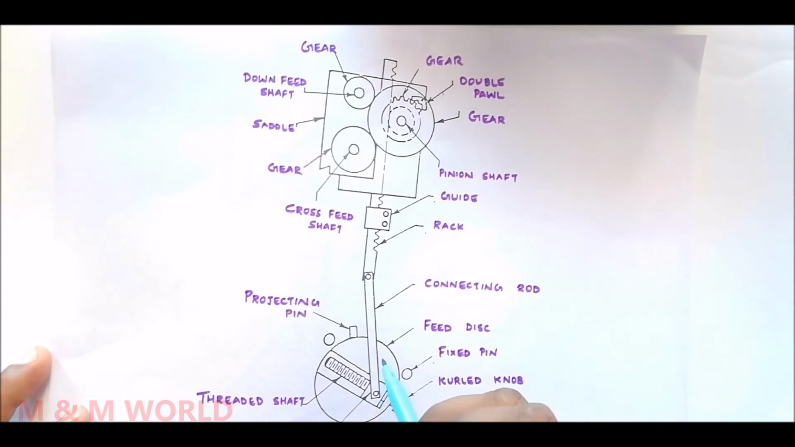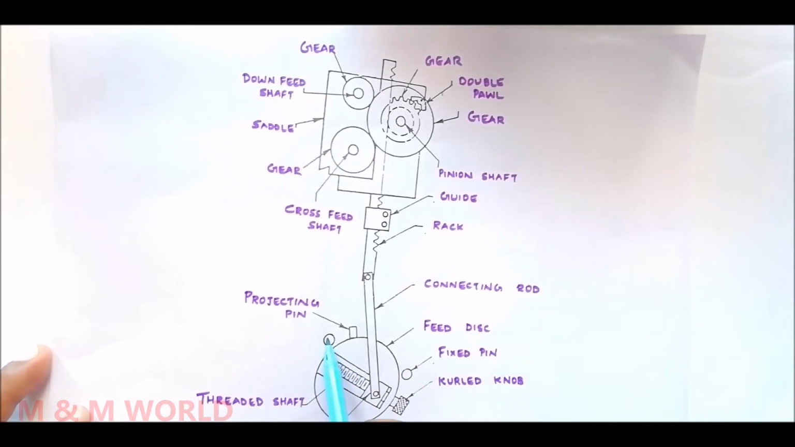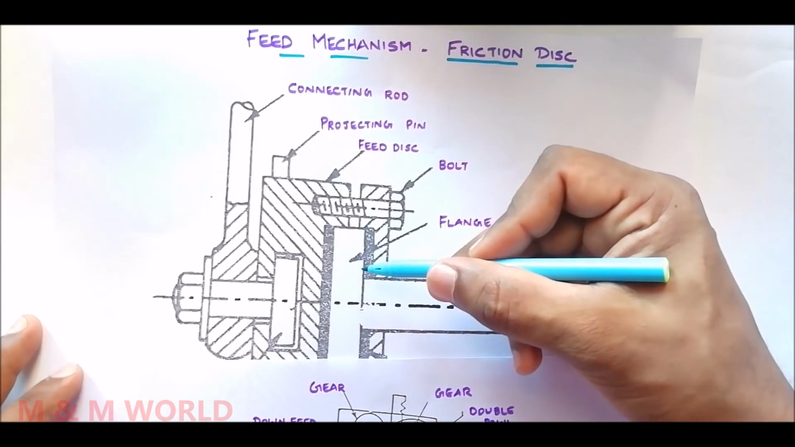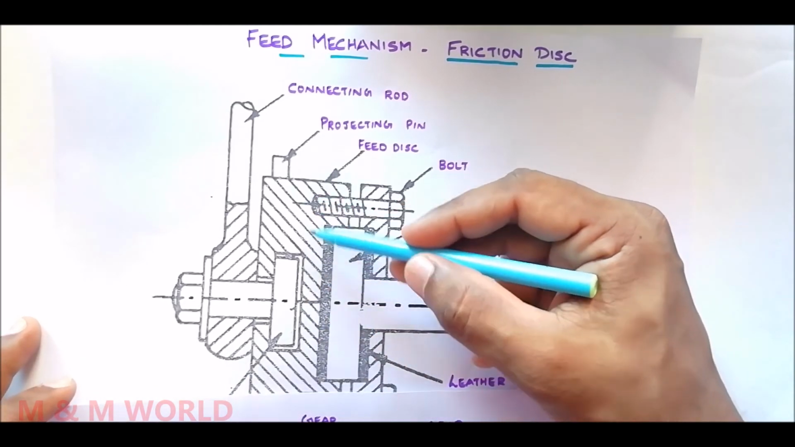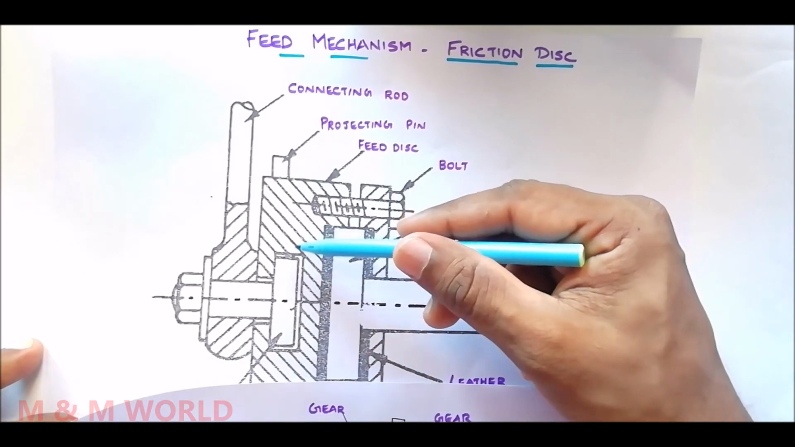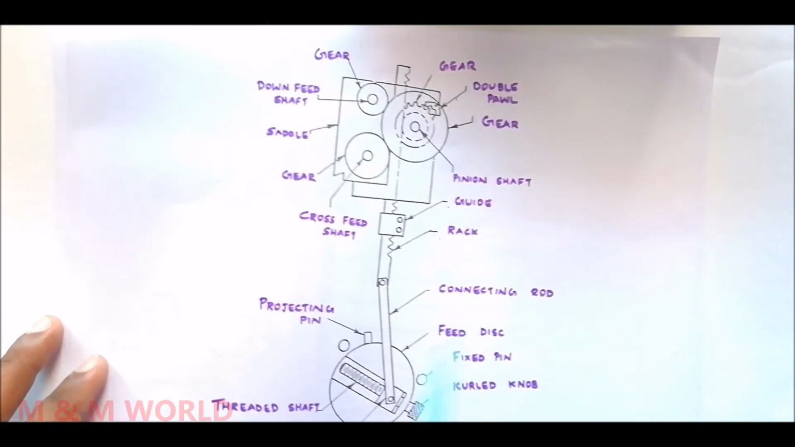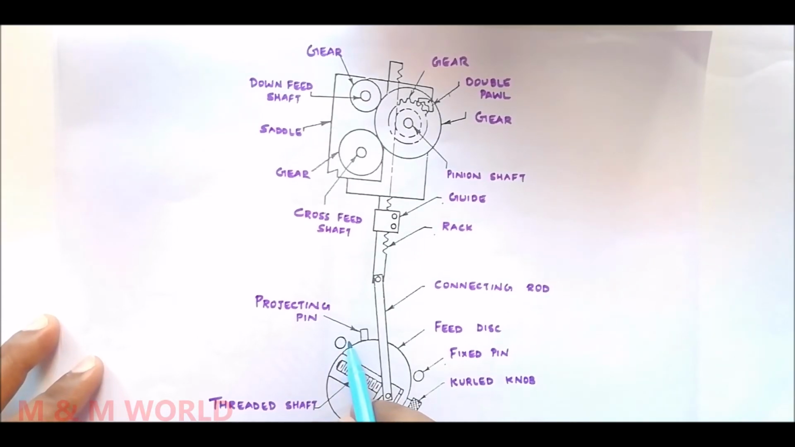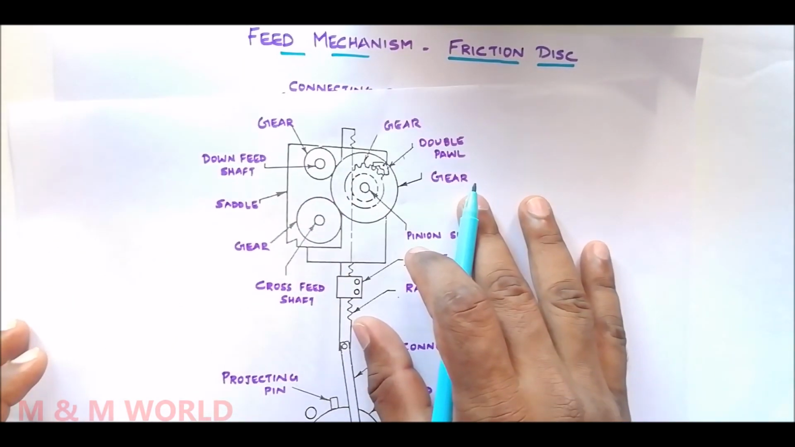When the disc rotates through a part of the revolution, the flange connected to the shaft continues to rotate within the disc, slipping over the leather washers throughout the cutting stroke. So after hitting this pin, what will happen? The feed disc will not rotate, but the shaft as well as the flange will rotate. The flange slips within the feed disc with the help of these washers. During one rotation, the projecting pin starts from here and hits this fixed pin. Thereafter the feed disc will not rotate, but the flange as well as the shaft rotates.